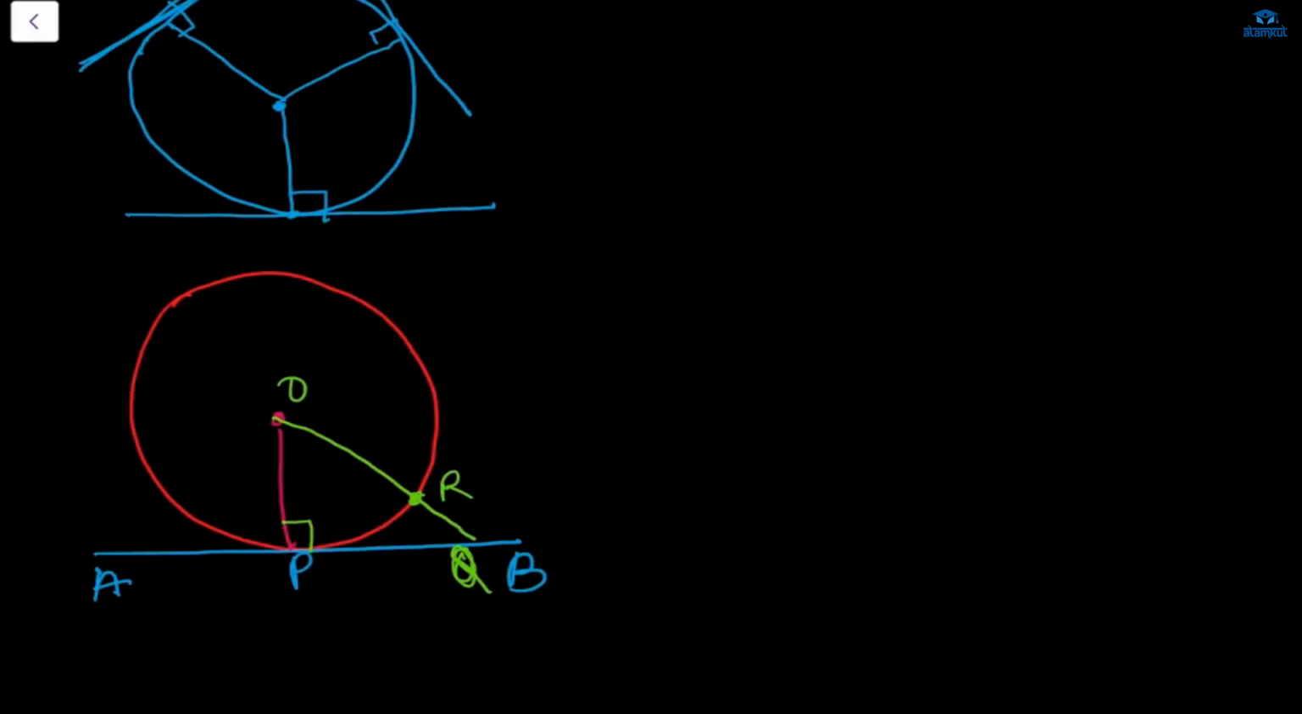So this is a point which is outside the circle. If this point Q were on the circle, then AB would become a secant, not a tangent, because a secant is a line that touches the circle at 2 points. If Q lies on the circle, there will be 2 points, P and Q, touching the circle. Therefore, this will not be a tangent, it will become a secant.